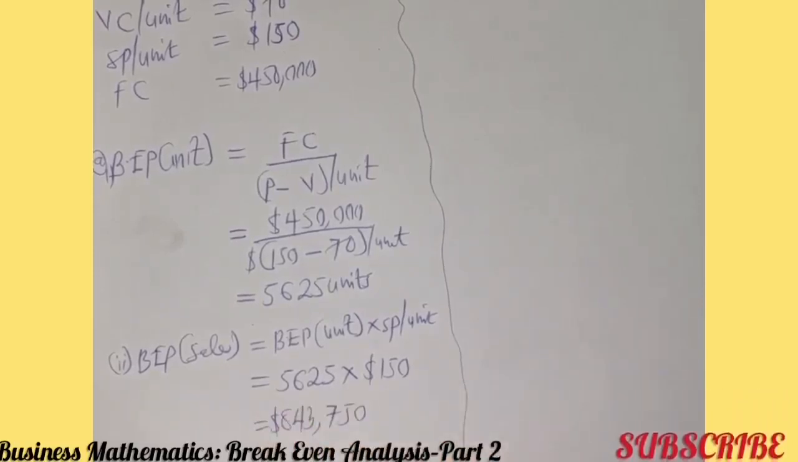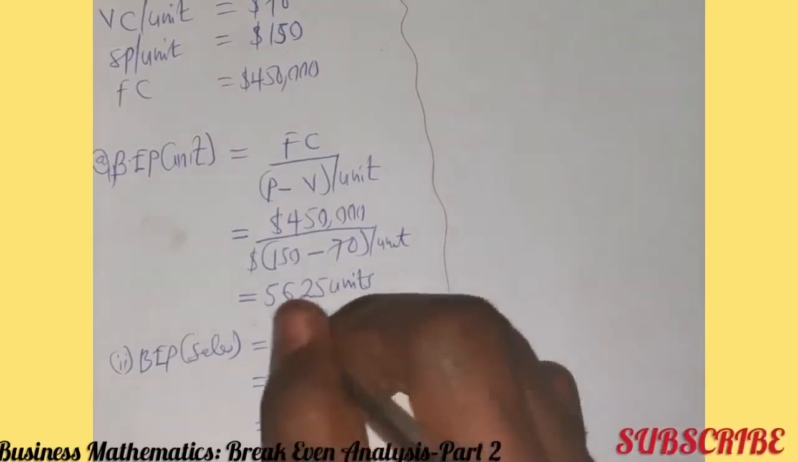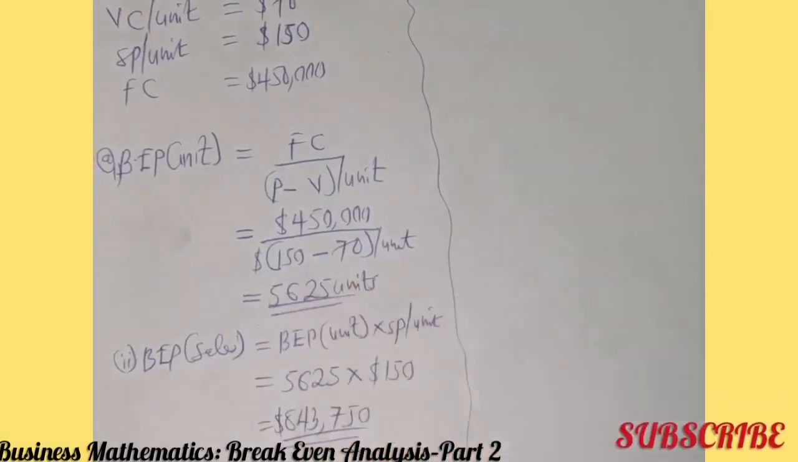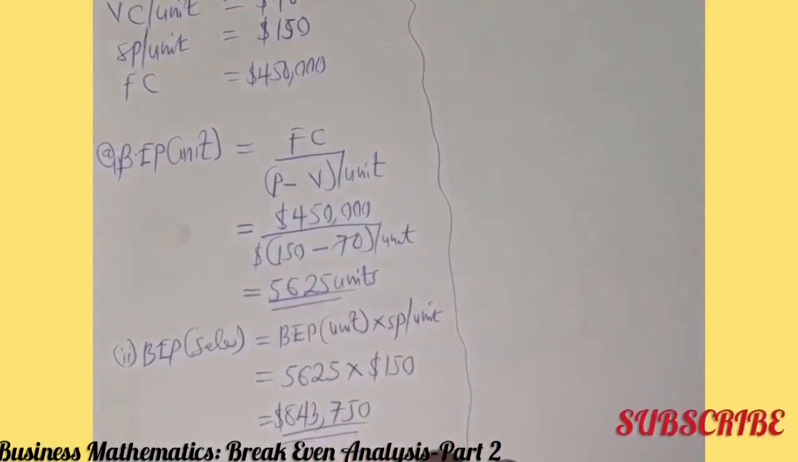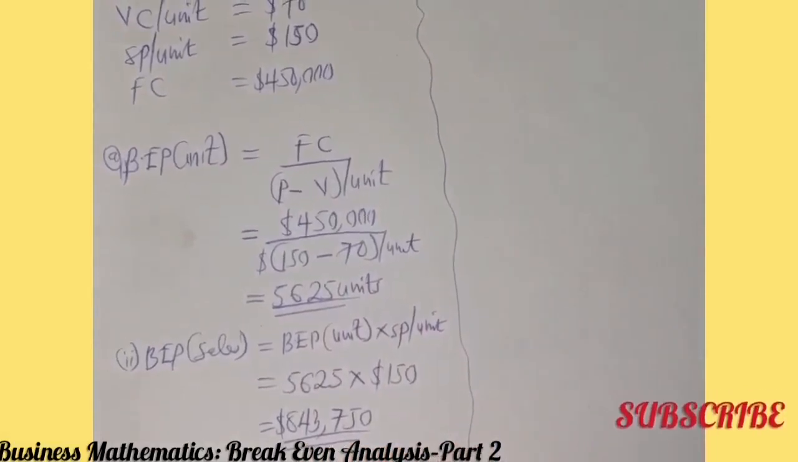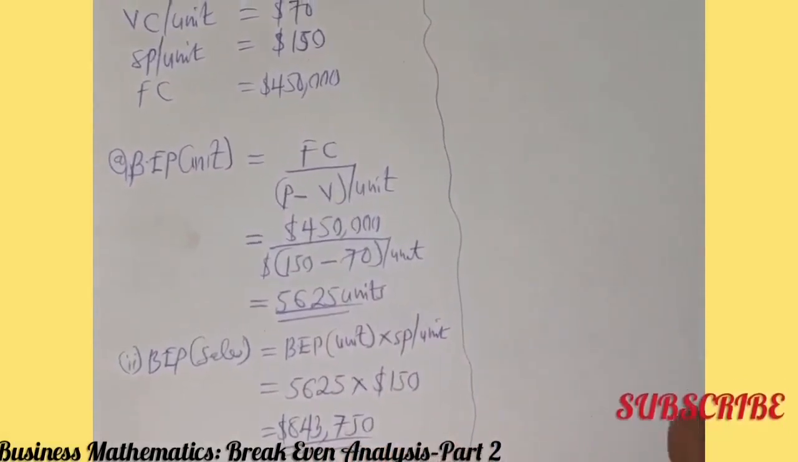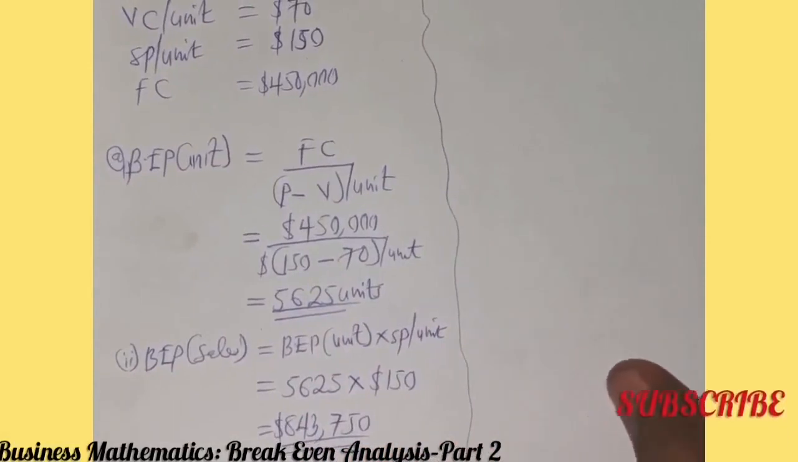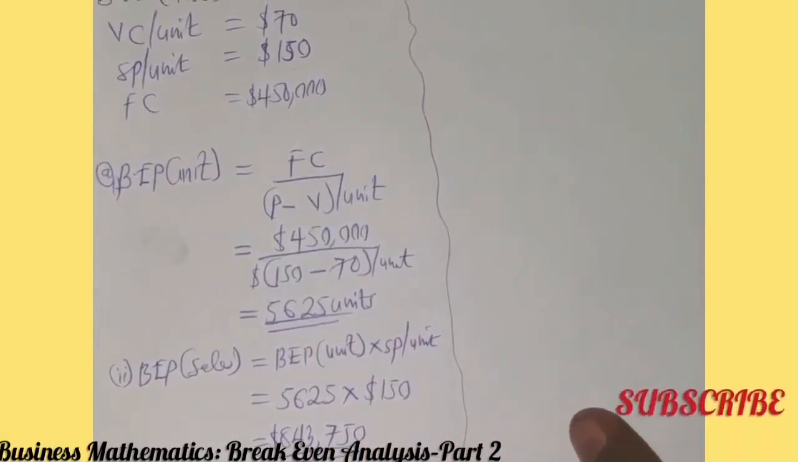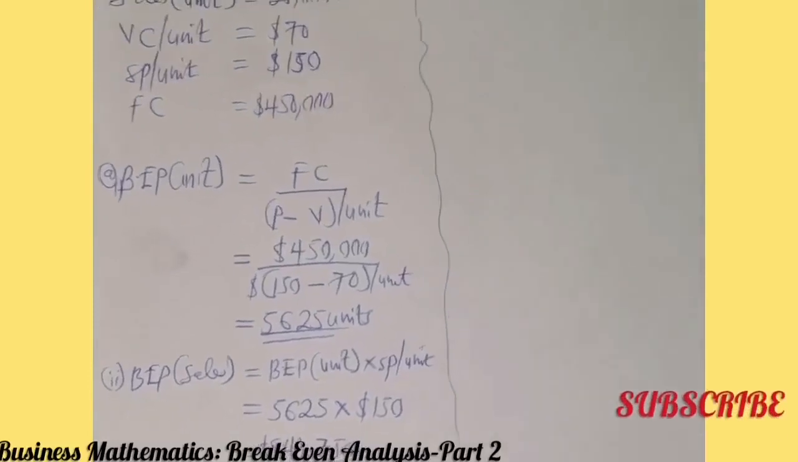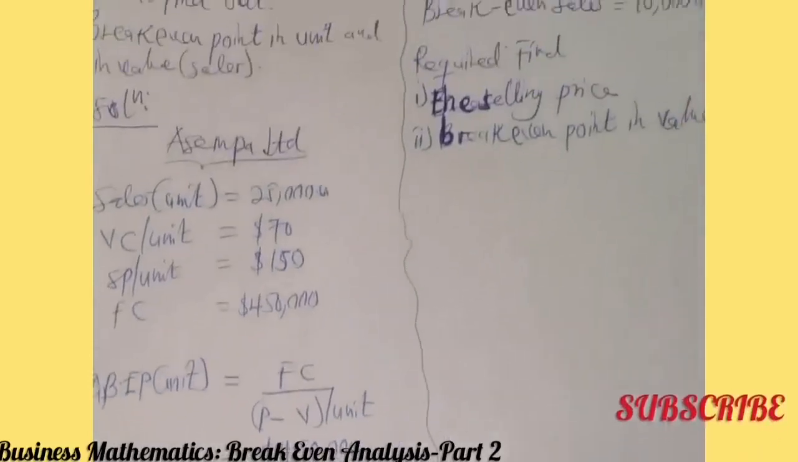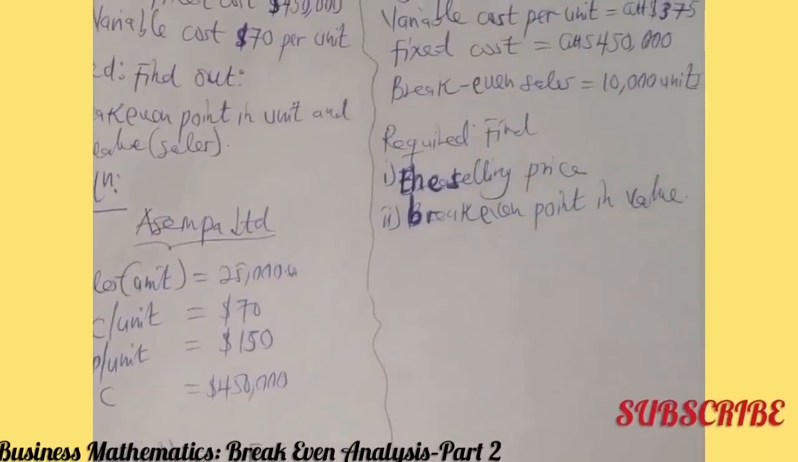You can also check yours and let's see what you have. So 843,750 will be my break-even point in terms of value, and break-even point in terms of units is 5625. So that's how example one is done. If you have any question, you can comment below the chat session, then I can give response later on. All right, so let's take on example two as well.